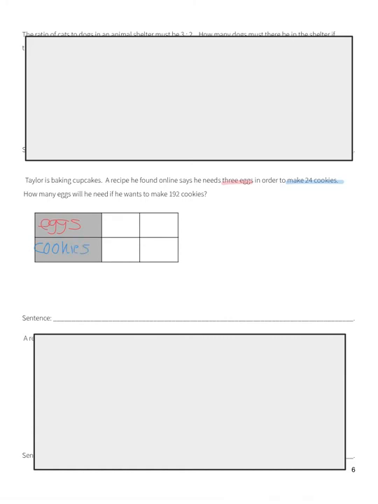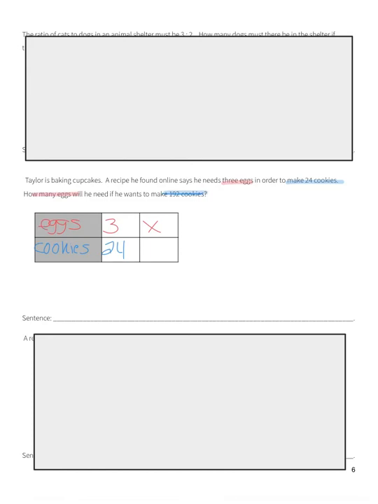All right. And what is the ratio? It says 3 eggs to 24 cookies. And let's keep reading. How many eggs? So we don't know our eggs. So our eggs is our variable because that's what it's asking. How many eggs will he need if he wants to make 192 cookies? That is a lot of cookies.